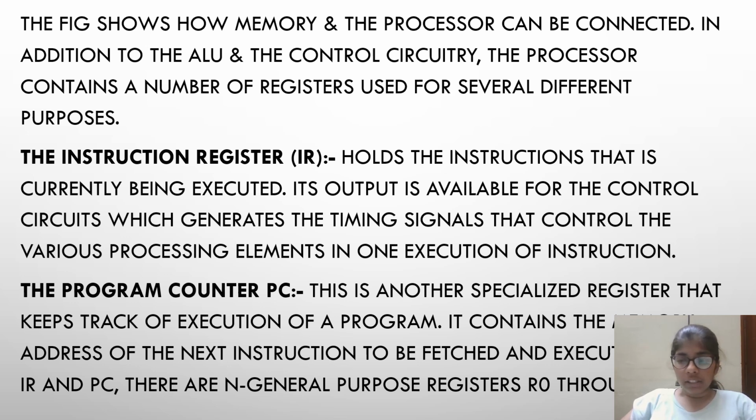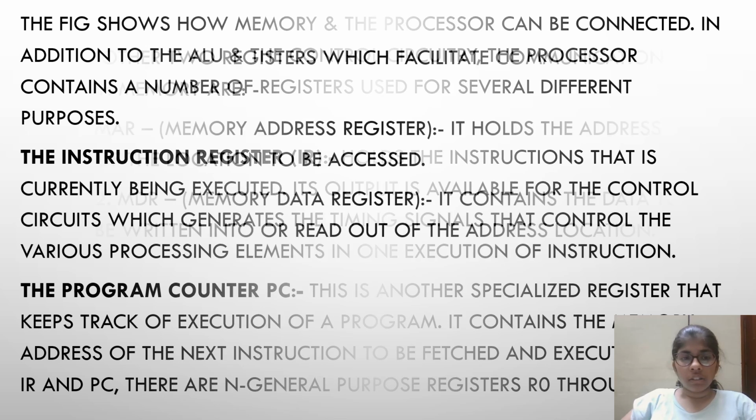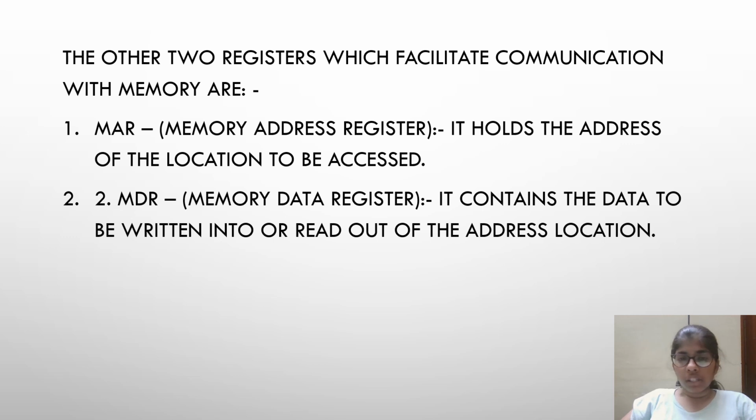Program Counter, PC. This is another specialized register that keeps track of execution of a program. It contains the address of the next instruction to be fetched and executed. Besides the IR and PC, there are n general purpose registers, R0 to Rn minus 1. The other two registers which facilitate communication with the memory are MAR, Memory Address Register, and MDR, Memory Data Register. The Memory Address Register holds the address of the location to be accessed, and the Memory Data Register contains the data to be written into or read out of the address location.